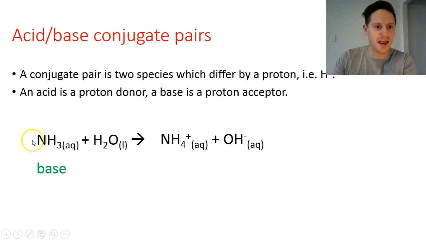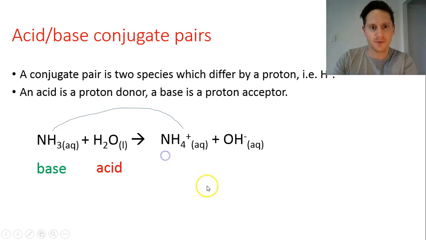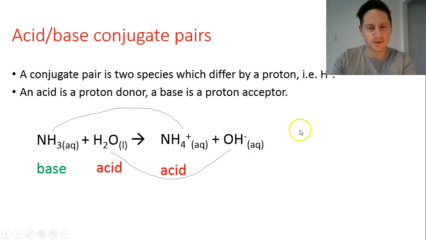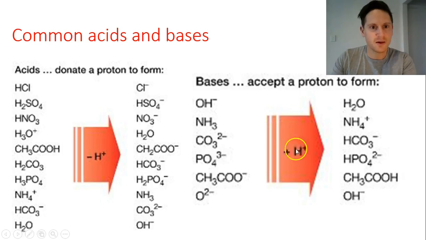Hopefully you said that NH3 is acting as a base because this is receiving a proton to form the ammonium ion. And therefore water has to be acting as the acid. I'm just going to draw the line to the conjugate pair. So if this is the base, then the other part of the pair has to be the acid. And the other two species match up. This is our second acid-base conjugate pair. Water is acting as the acid, therefore hydroxide ion would be the base.